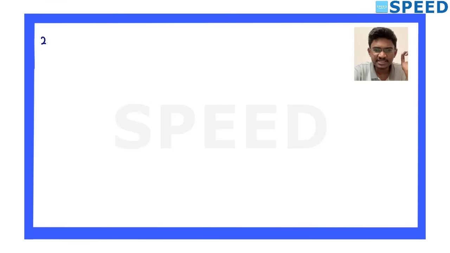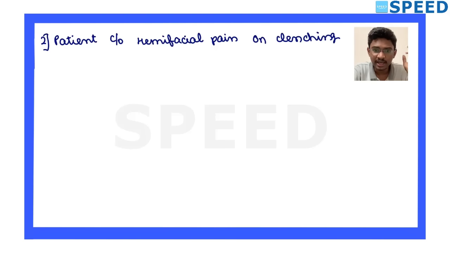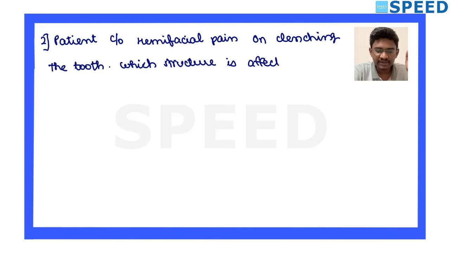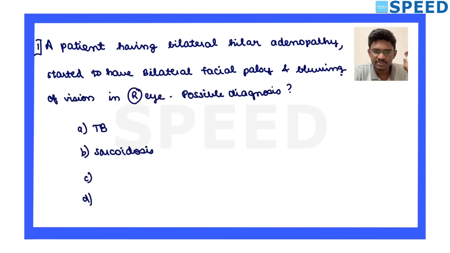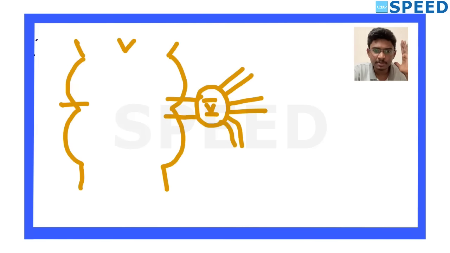Next is a patient having hemifacial pain on clenching the tooth. So what is the possible nerve or structure which is affected? They have marked these structures and they have asked what is the probable structure which can be affected. So if you see this history, what is happening? Unilateral facial pain gives a great clue towards trigeminal neuralgia.